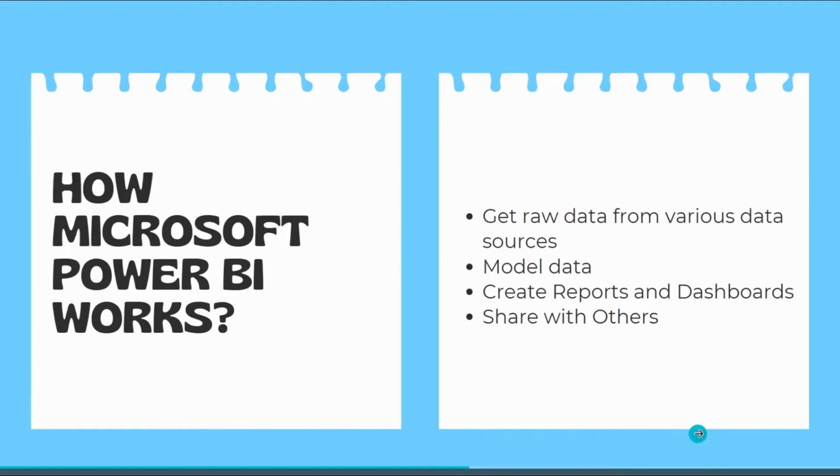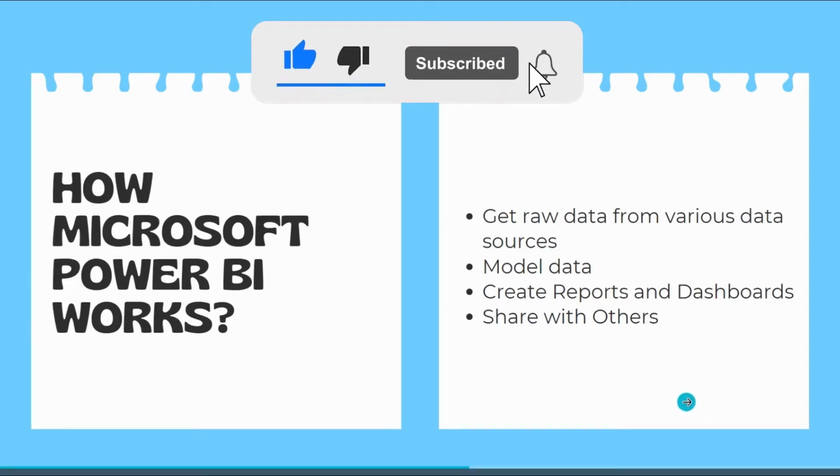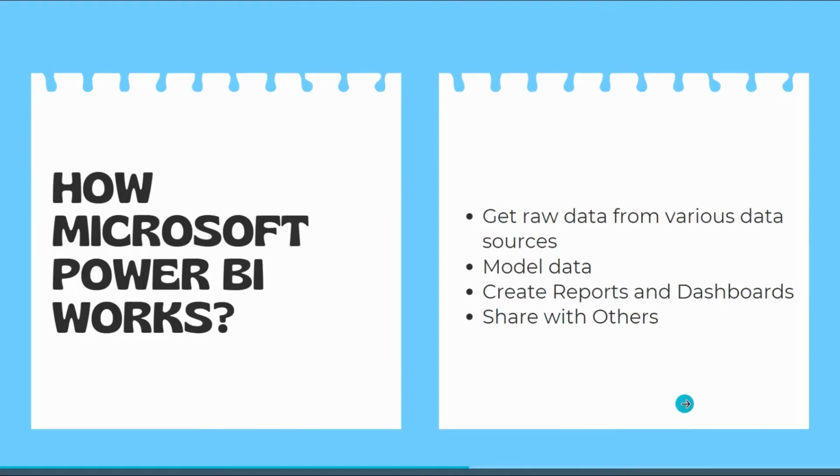Now we will see how the Microsoft Power BI works. Initially, it gets raw data from the various data sources. After that, it converts it into the model data. From the data model, we can create the reports and the dashboards, and we can share them with the other users or the business users. This is how the flow works.